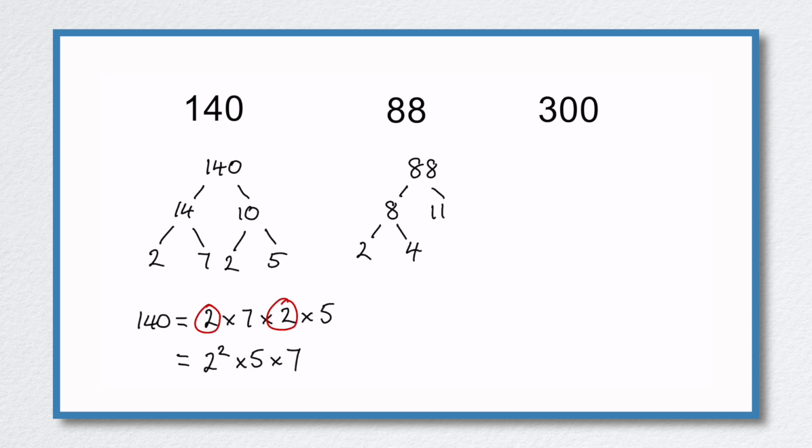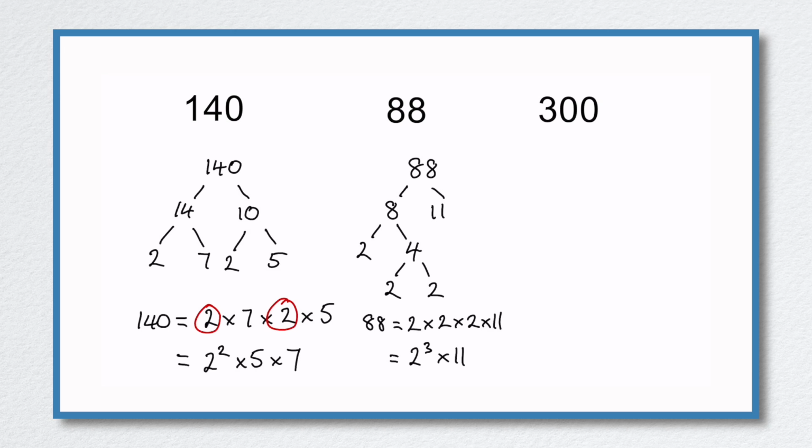2 is a prime number, but 4 isn't. Well, let's break the 4 down into 2 multiplied by 2. I can't go any further with this. I have now found all the prime factors of 88. So the prime factors of 88 is equal to 2 multiplied by 2 multiplied by 2 multiplied by 11. And I can write 2 times 2 times 2 as 2 cubed multiplied by 11.